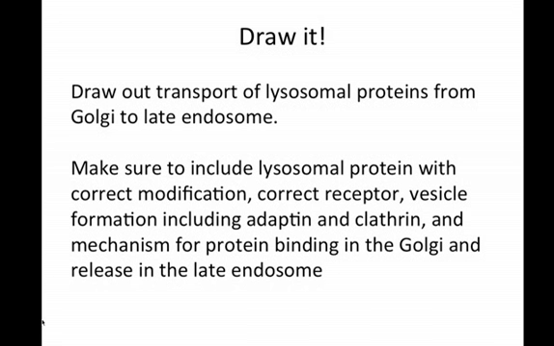Okay, so remember this was the draw out transport of lysosomal proteins from the Golgi to the late endosome. Make sure to include lysosomal protein with the correct modification, the correct receptor, vesicle formation, including adaptin and clathrin, and mechanism for protein binding in the Golgi and release in the late endosome. Okay?